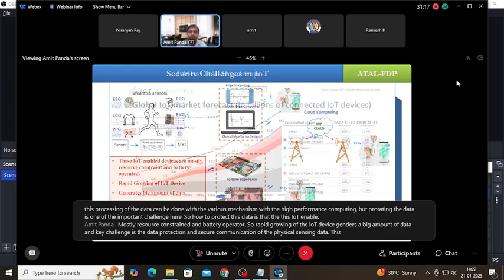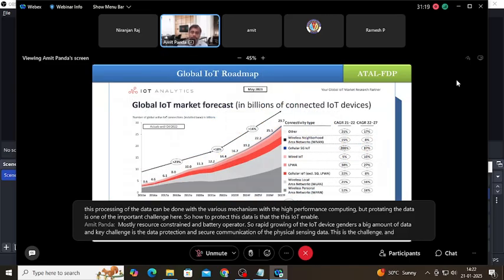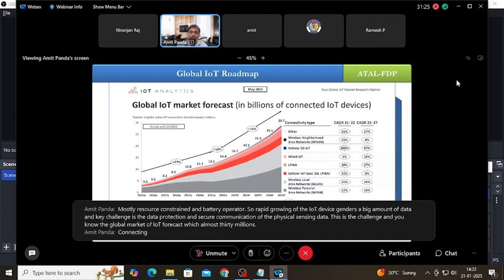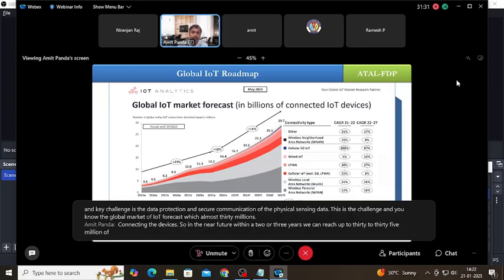This is the challenge. And you know the global market of IoT is forecast to reach almost 30 billion connected devices. So in the near future, within 2 to 3 years, we can reach up to 30 to 35 billion connected IoT devices.